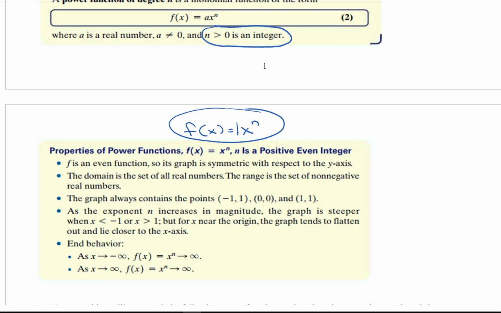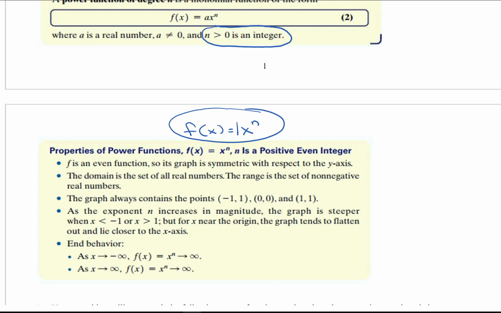As the exponent n increases in magnitude, the graph is steeper when x is less than -1 or greater than 1. But for x near the origin, the graph tends to flatten out and lie closer to the x-axis.